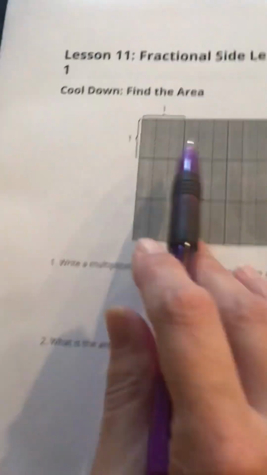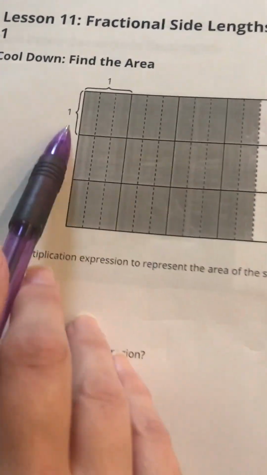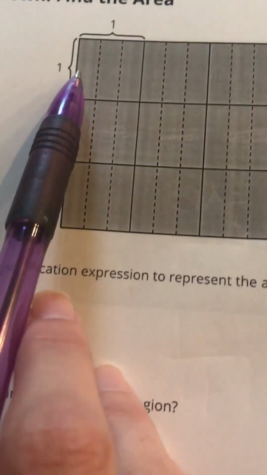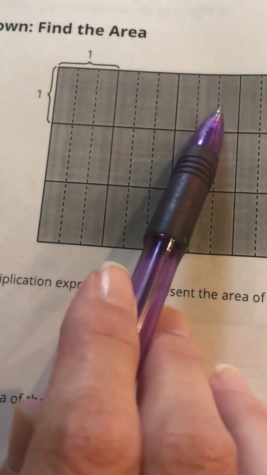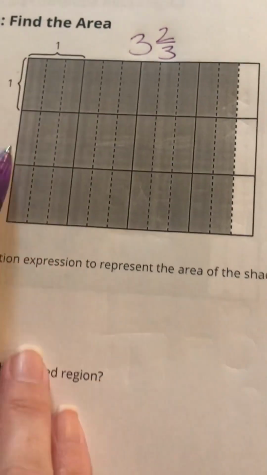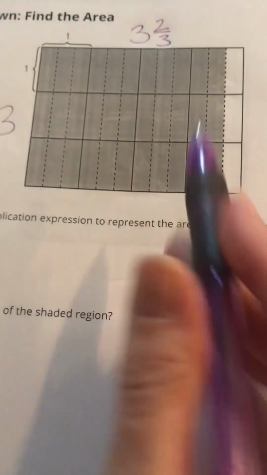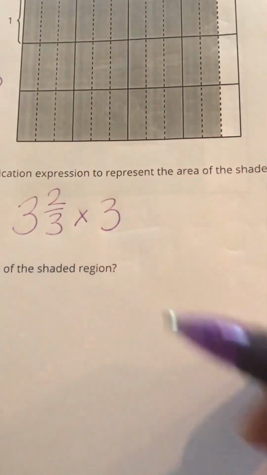Alright, and then on lesson 11, we have another figure, but this time they didn't give us the side lengths. But I can write these in a couple of different ways. So I've got 1, 2, 3 here, and then 2/3. So 3 2/3 would be my length. And then I've got 1, 2, 3 here. So I've got 3 2/3 times 3. So my multiplication expression would be 3 2/3 times 3.